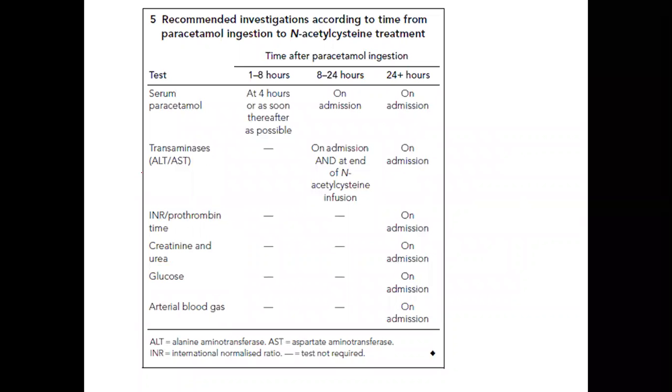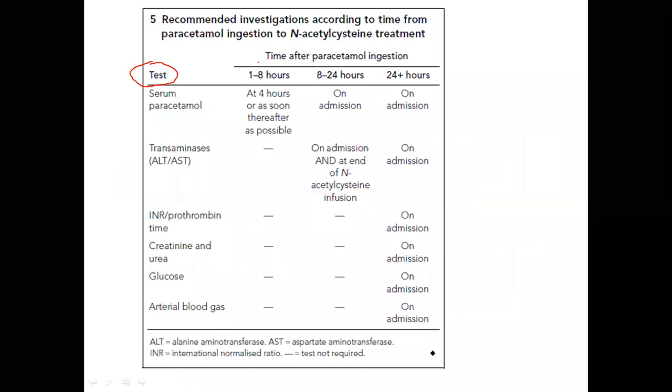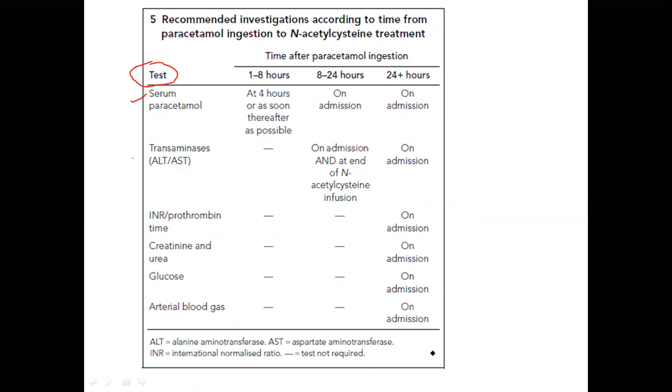Okay, so here I will show you. This is a diagram, very easy and important. It shows what tests you will perform in a person who has ingested a paracetamol overdose. You will do serum paracetamol, or ALT, AST, or coagulation time, creatinine, urea, glucose, or ABG. What you will do depends, remember the simple thing, on the time from the ingestion of paracetamol. Is that clear?